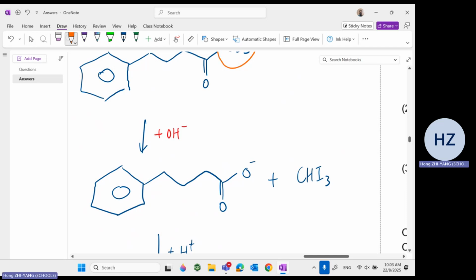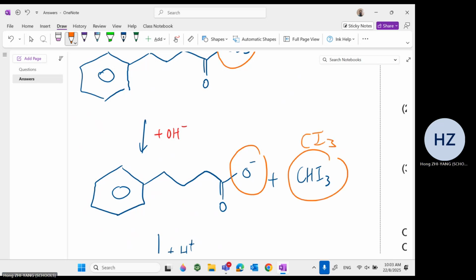Look at this part. Everybody, look at this part. This was the original CI3, right? Now your CI3 is here. Then this part actually is just replaced by O minus. So O minus here, H is here. You need to know this actually. It came out in A levels before, asking about the transformation.